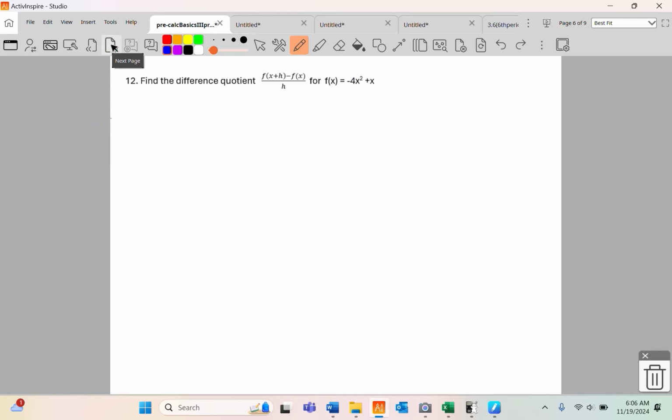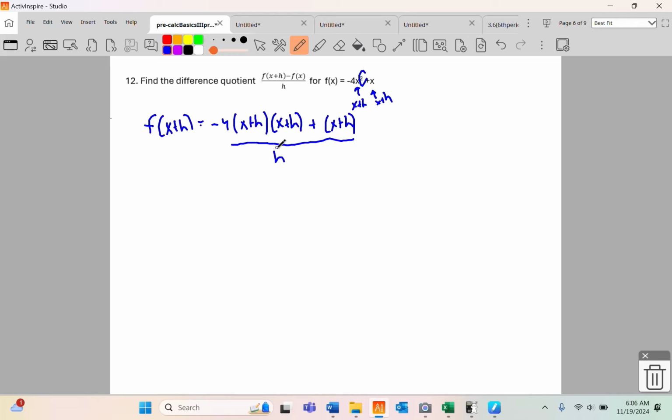The difference quotient. I think about 3 of you got it last time. It's not that hard. We're going to find f of x plus h, which means that every x that I see is going to become x plus h. So negative 4, there's an x plus h. I'm going to square it, so I'm going to go ahead and write it twice. Now I've got plus an x, so plus x plus h. This one's actually easier because I made it a plus symbol this time. That's sitting pretty over an h.